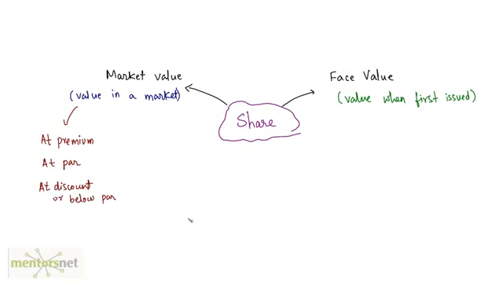Okay. Now what is the market value at premium? Well, the market value is said to be at premium when it is greater than the face value. Right? The market value is said to be at par when it is equal to the face value. Right? And the market value is said to be at discount or below par when it is less than the face value of the share.